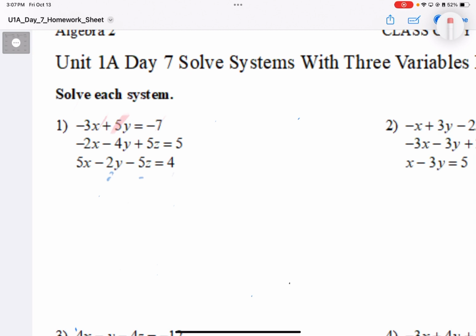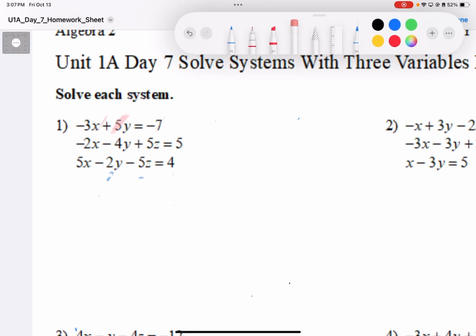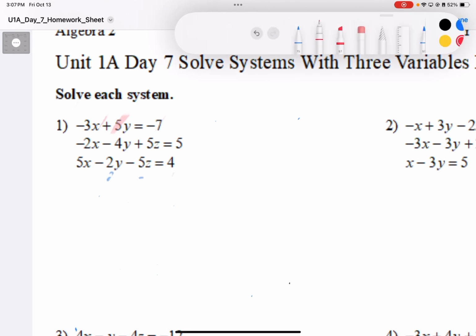All right, so let's look at this one. So if we look at that first one, the first one's got two variables, so I'm going to ignore it for just a second. Now, I'm going to be ultra lazy with this one because I've got my three variable ones on top of each other already, so I'm not going to rewrite them. There's no sense for me to do it because it's already done for me.